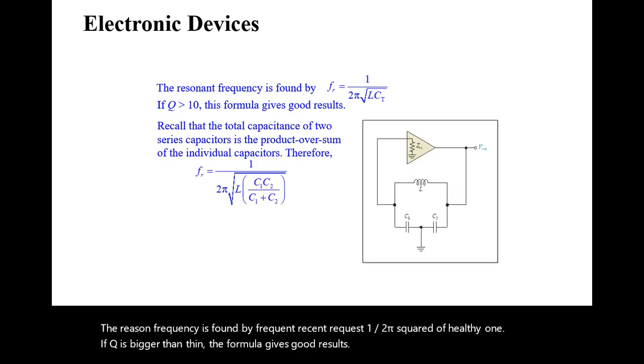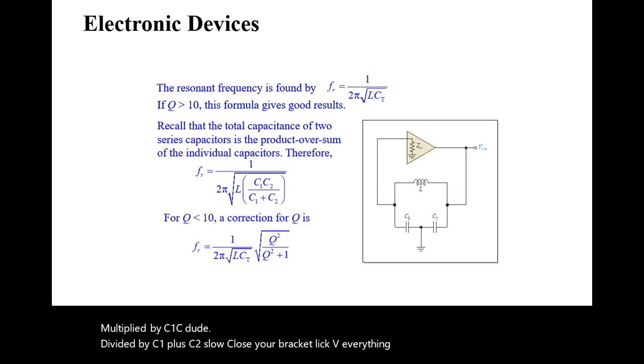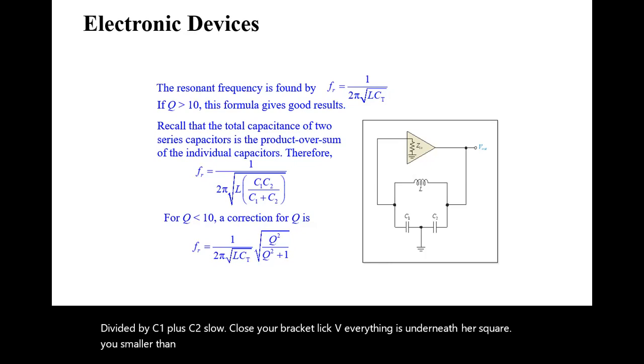Recall that the total capacitance of 2 series capacitors is the product over the sum of the individual capacitors. Therefore, f_R is equal to 1 divided by 2 pi square root of L multiplied by C1 C2 divided by C1 plus C2, close your bracket. Look, everything is underneath a square root. For Q smaller than 10, a correction for Q is used, so use that formula.